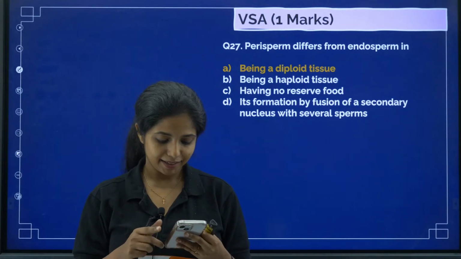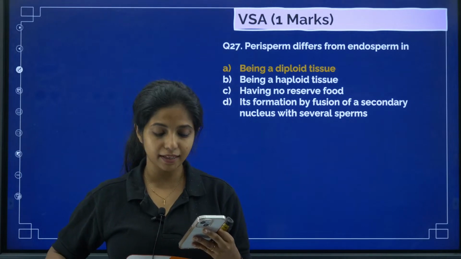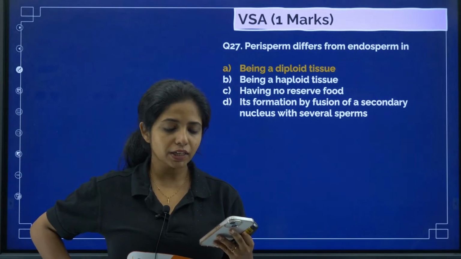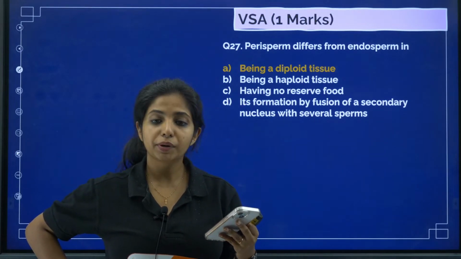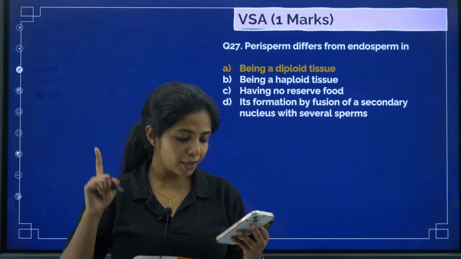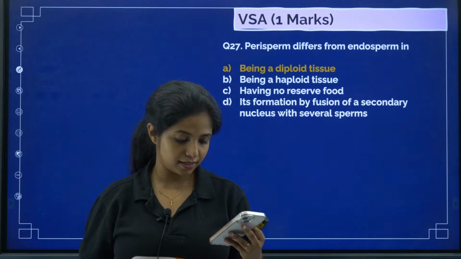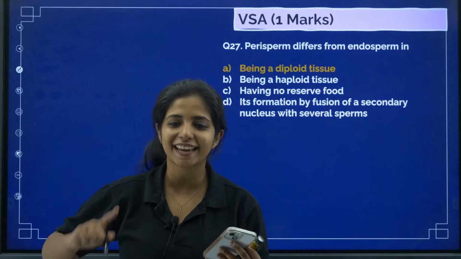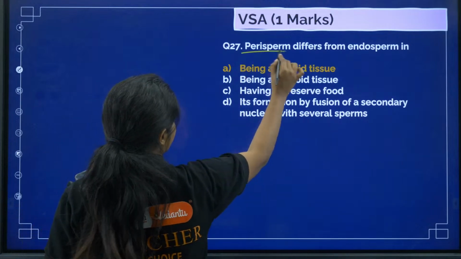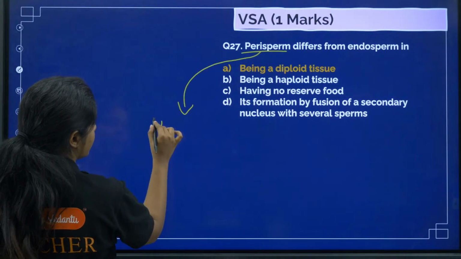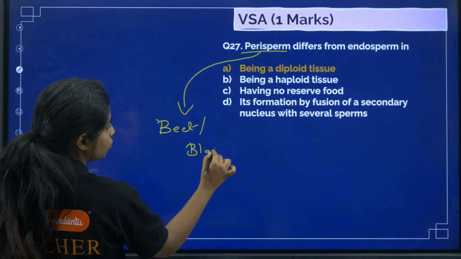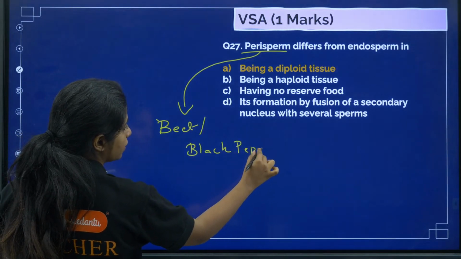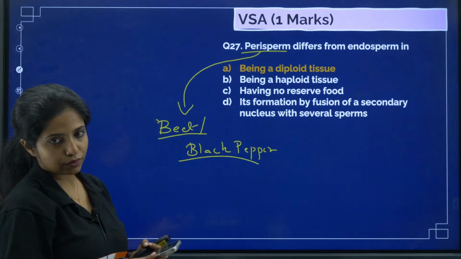Open your NCERT, come on, first. Let's do a bit of cheating here, but it is very much necessary for you to remember. Perisperm is found in two plants, black pepper and beet. Exactly. Now if you remember, in exam also you will remember. It is in beet and in black pepper. Both of them start with B, that still have perisperm left.